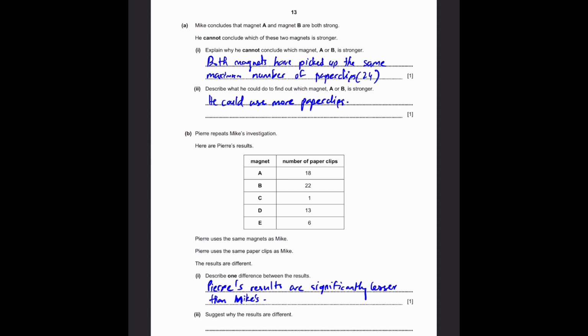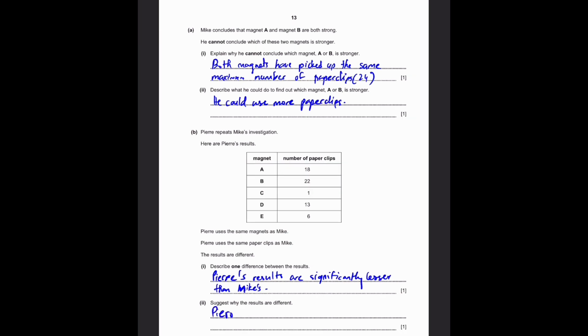Because let's say Pierre's hand is larger, as I said a bit before, then the magnetic field which passes through the hand will be less, and therefore the number of paper clips attracted could be less. And that is pretty much the only obvious reason to this. Pierre's hand could be larger than Mike's. That's the answer. Let's go to question 10.